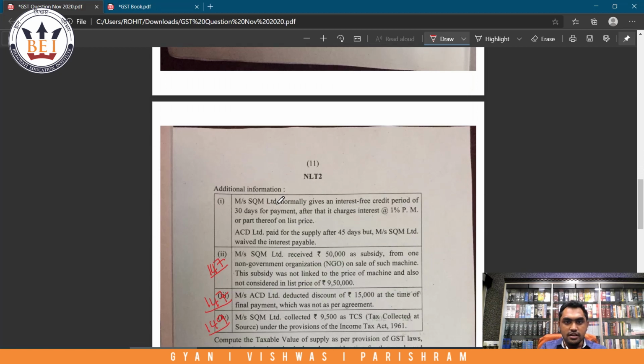Next, normally it gives an interest free credit period of 30 days. After that it charges 1%. Fine. But they say they paid after 45 days. This is very important. SQM Limited waived off the interest payable. So nothing is payable. When nothing is payable, why do we have to add anything? So there is no adjustment here.